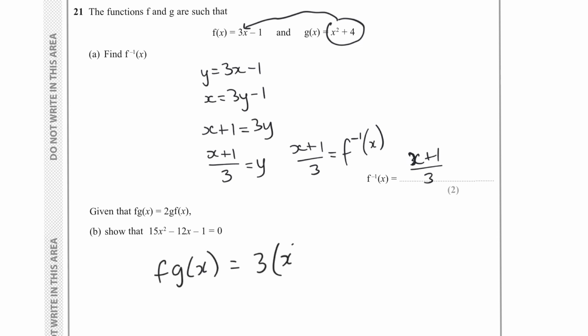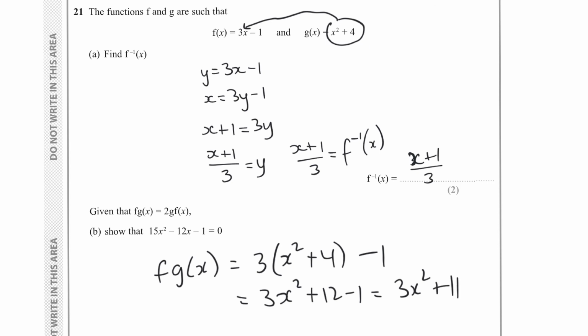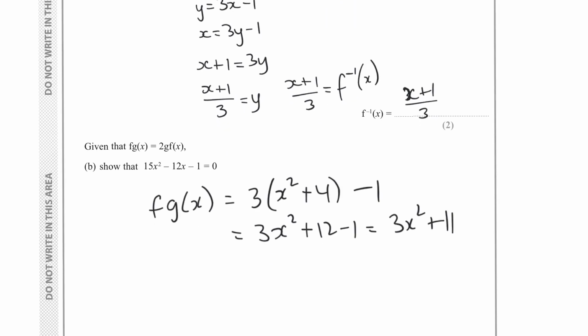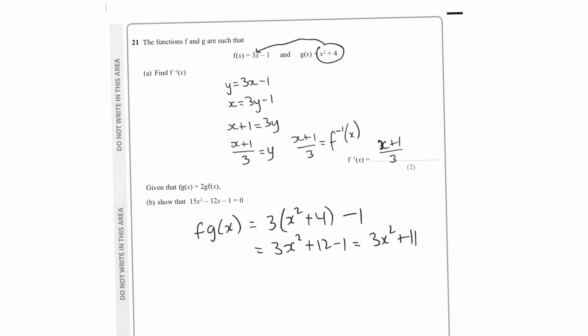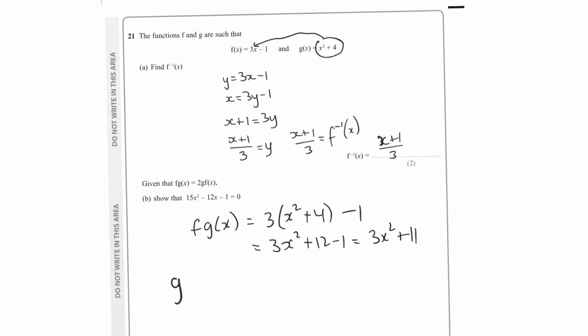3 bracket x squared plus 4 minus 1, which would then expand the brackets. You'd end up with 3x squared plus 12 minus 1, which would be 3x squared plus 11. And then for the 2gf(x), first of all, I'll just let you see the equations. We're going to work out what 2gf(x) is first, which would be replacing this for the x part there.